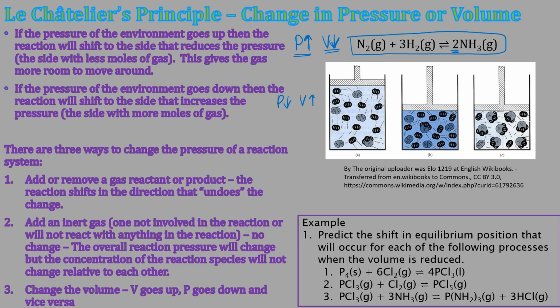So it's going to move to the side with more moles of gas. So it would move to the reactant side because we have 4 moles of gas here total. All right, and then if there's equal moles of gas, then those changes wouldn't affect it at all.